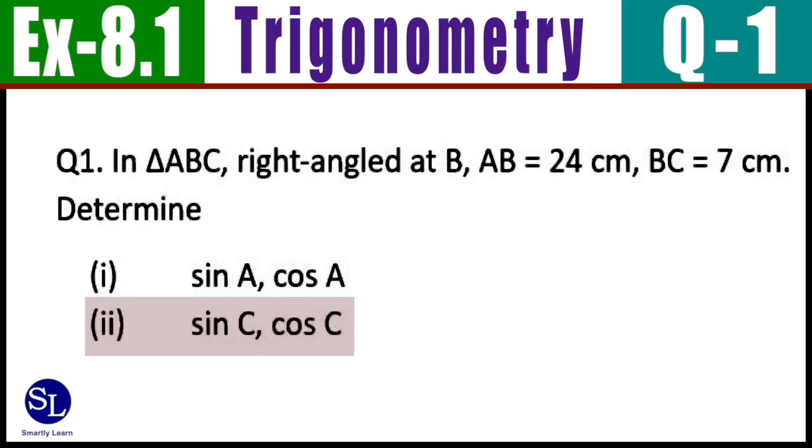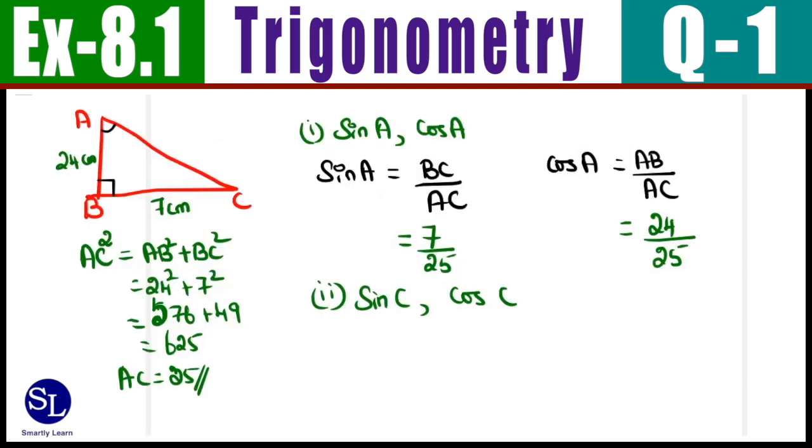Now in the second subdivision, they asked us what is sin C and cos C. So let's calculate what is sin C. So sin C is going to be the side opposite to angle C. So this is going to be AB, that is AB divided by AC. And as far as cos C is concerned, it's going to be adjacent by hypotenuse, which is BC divided by AC. We have already computed these values, so I'm directly going to substitute it.